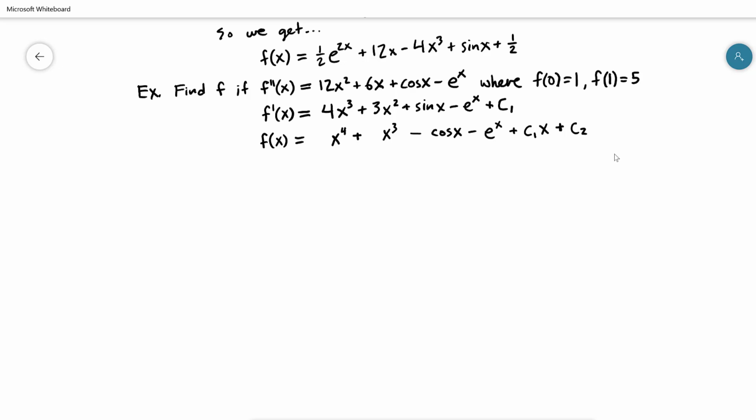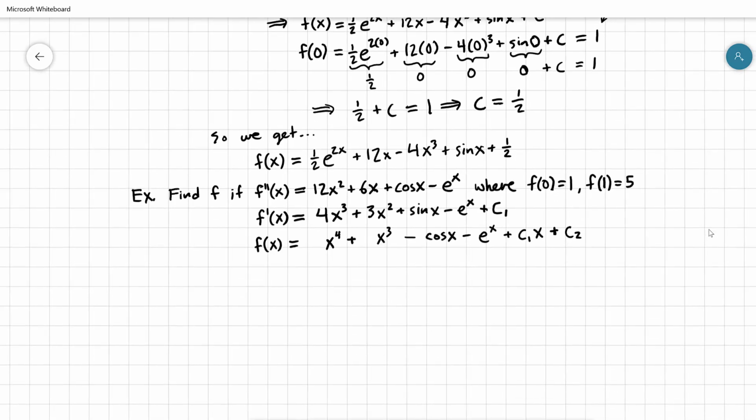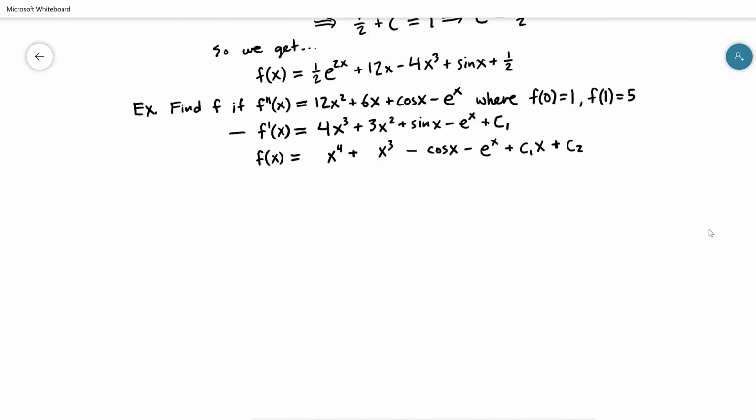So the first one, looking at our conditions, we try to keep my formatting similar. So we've got these guys. F of 0. Well, that's just 0 to the fourth, which is 0, plus 0 cubed, which is 0, minus the cosine of 0 minus e to the 0 plus c1 times 0 plus c2. And that's all supposed to be equal to 1.